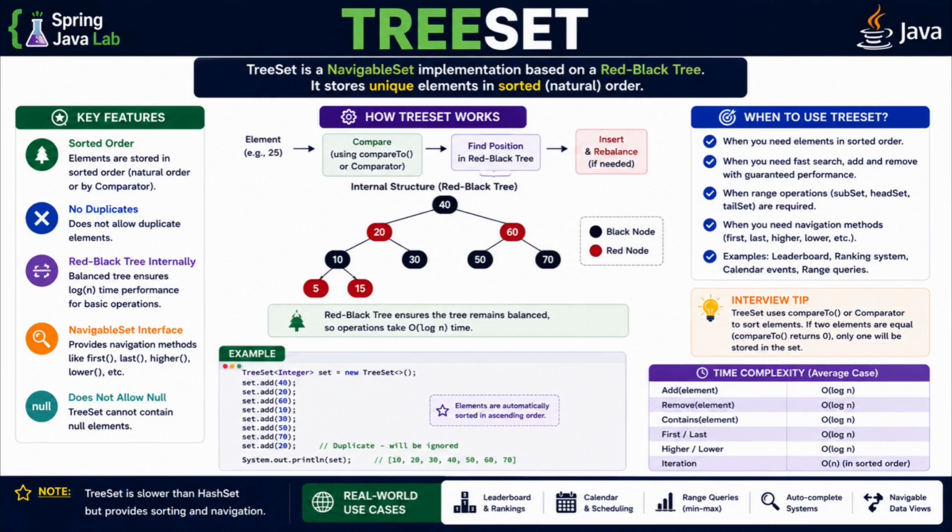Finally, we have TreeSet. TreeSet also stores only unique elements. But instead of maintaining insertion order, it automatically keeps elements sorted. By default, sorting happens in natural order.